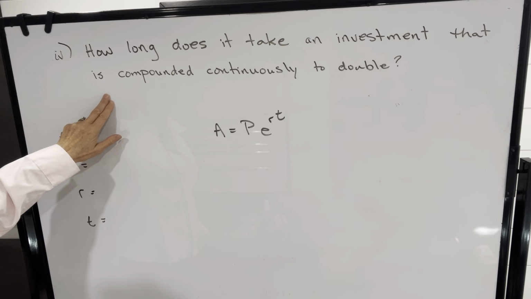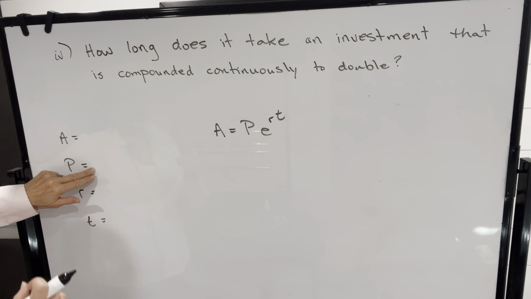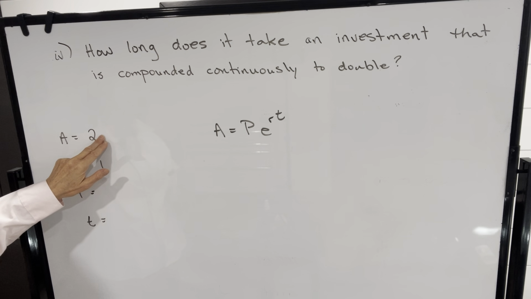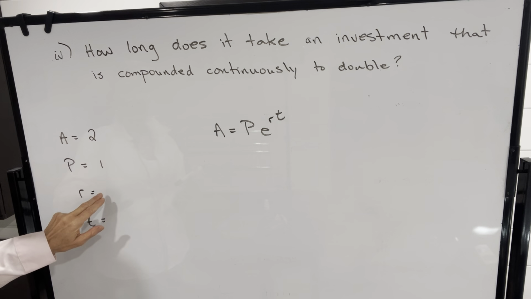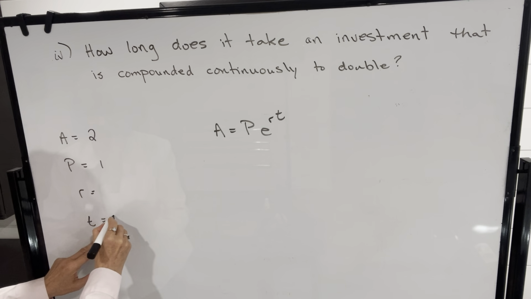Our last example says, how long does it take an investment that is compounded continuously to double? So we're not given a lot of numbers here. However, if the investment doubles, you can choose any value as your principal or present value, and then the future value will be double that. So let's just pick $1. So our future value will be $2. You could pick 1,000, and then this would be 2,000. Doesn't matter.